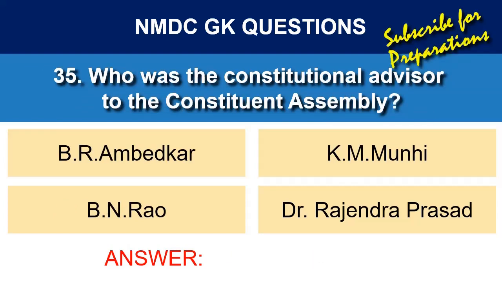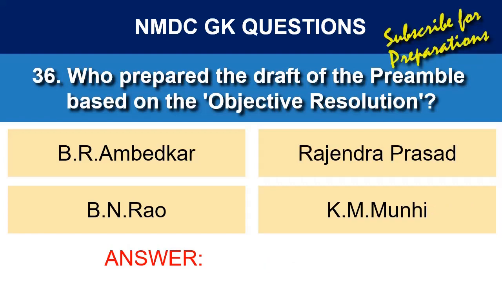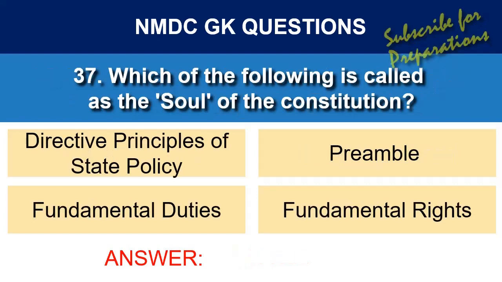Who was the constitutional advisor to the Constituent Assembly? B.N. Rao. Who prepared the draft of the Preamble based on the objective resolution? B.N. Rao. Which of the following is called as the soul of the Constitution? Preamble.